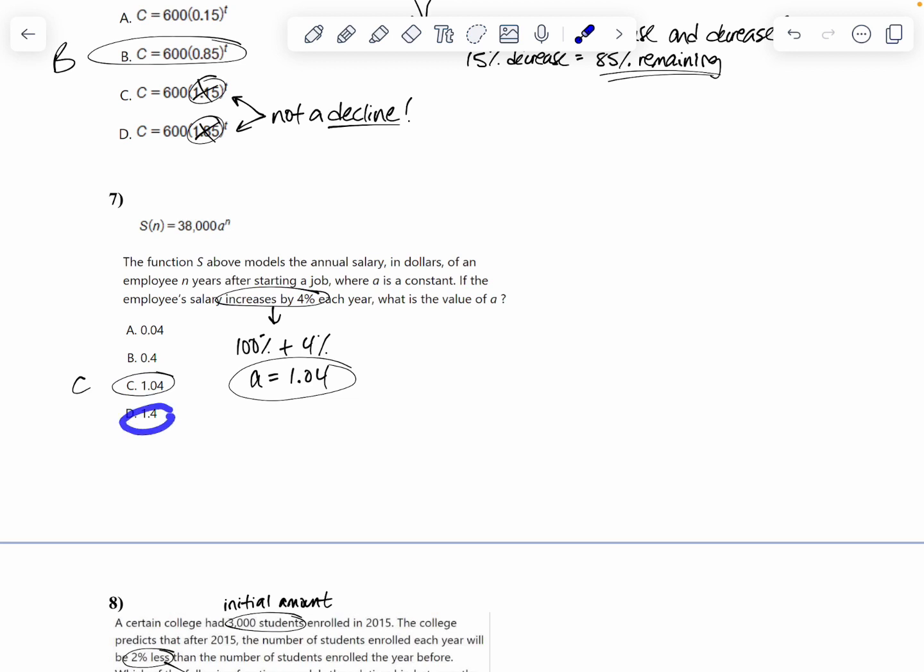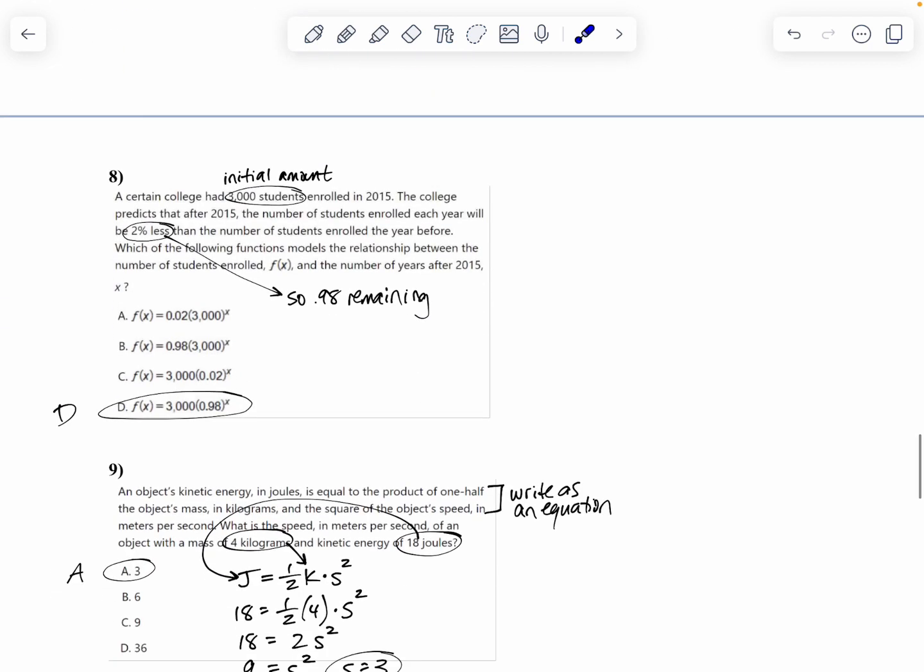0.4 would be 40%. Be careful about that. And again, the A, if it's an increase, it needs to be a number bigger than 1. If it is a decrease, that is when your number would be less than 1. So that's why A and B are out. Number 8, I got a few left.